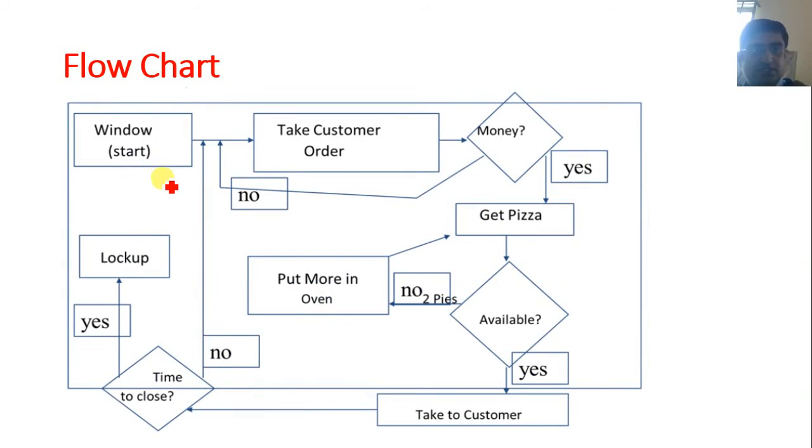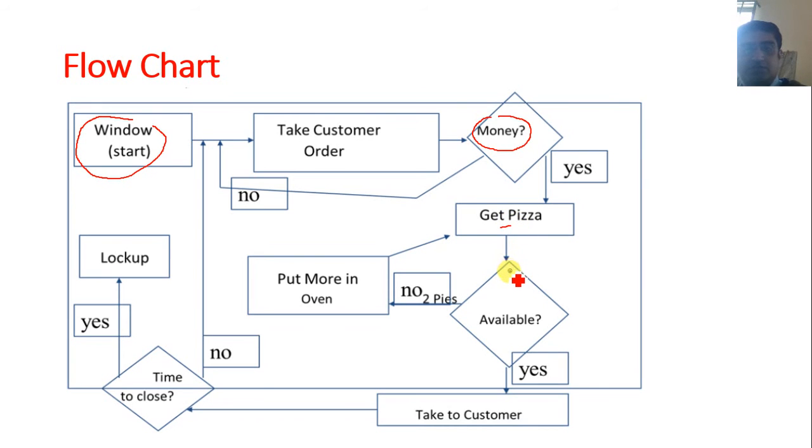So here is a flow chart. If the window of a shop gets open, then you have to take the order from the customer. So first you have to ask the customer about the money. After the customer gives you the money, then if you have the pizza, you have to get the pizza.